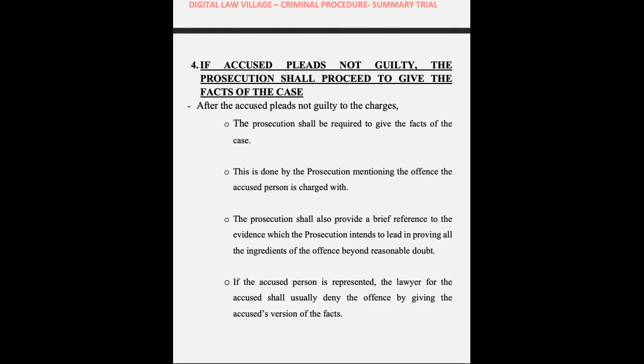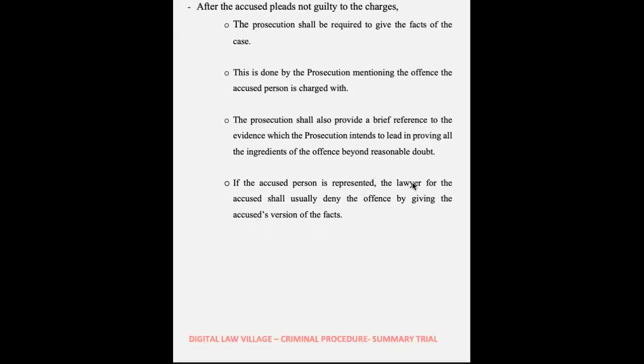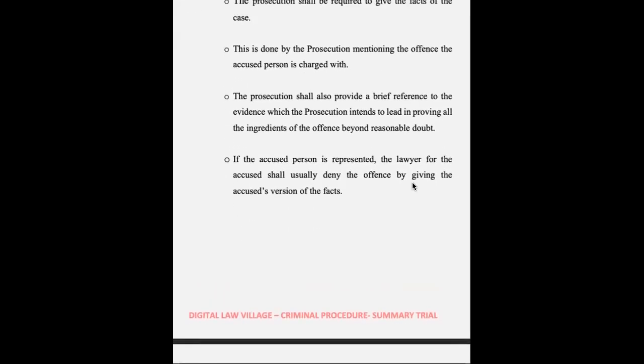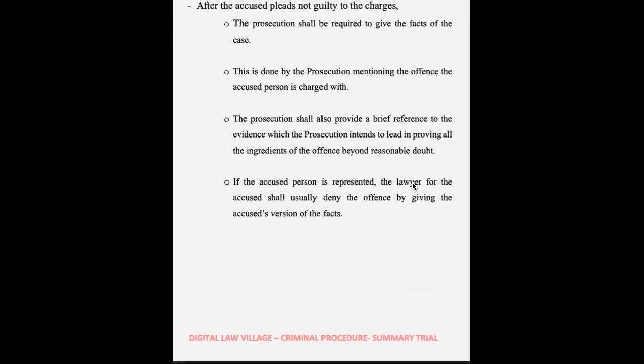They'll give a brief overview of the evidence they intend to rely on to prove the element of the offense beyond reasonable doubt. And if the accused is also represented by a lawyer, the lawyer for the accused shall deny the offense and also give the accused's version of the facts, usually denying the offense.